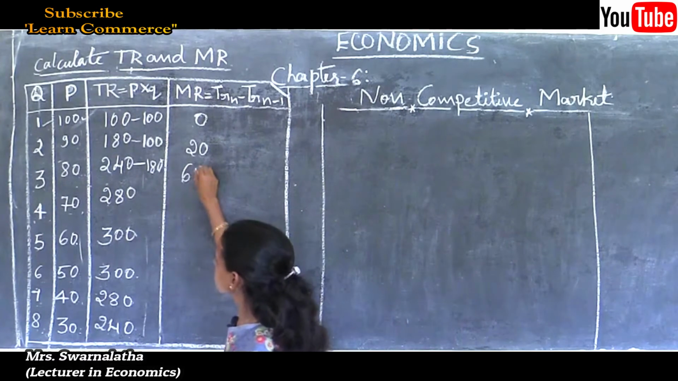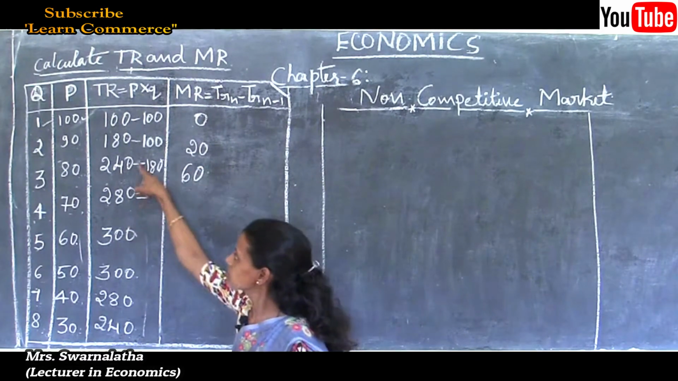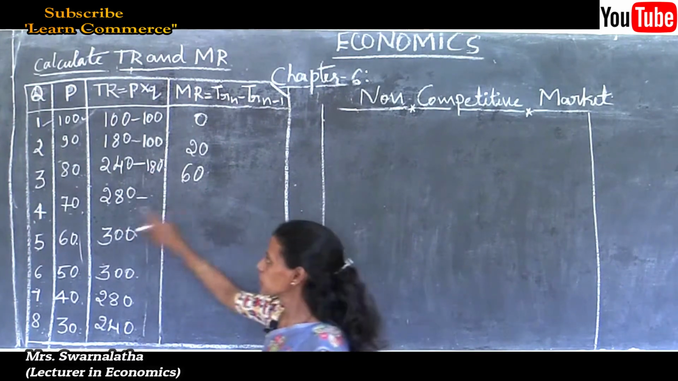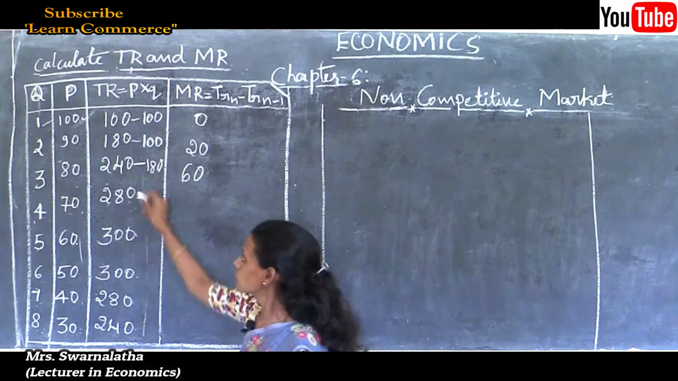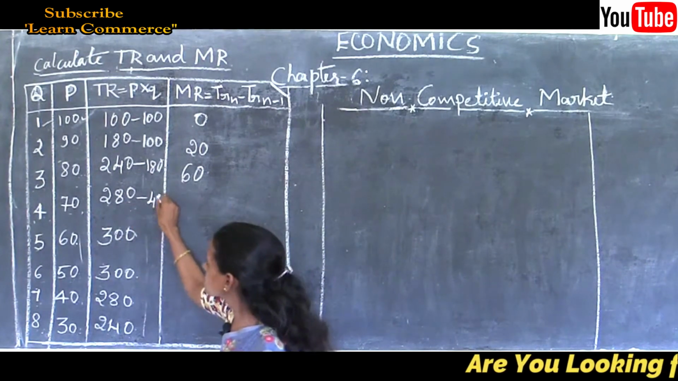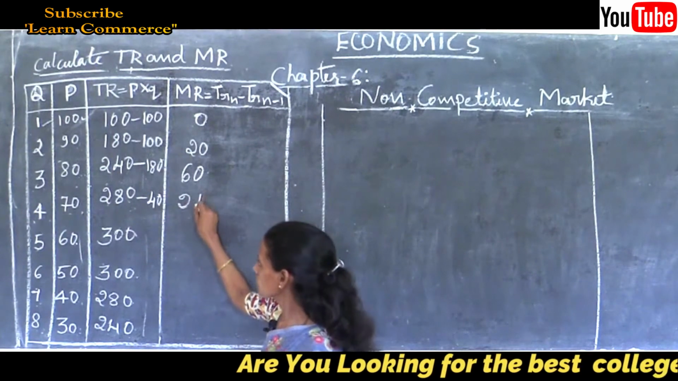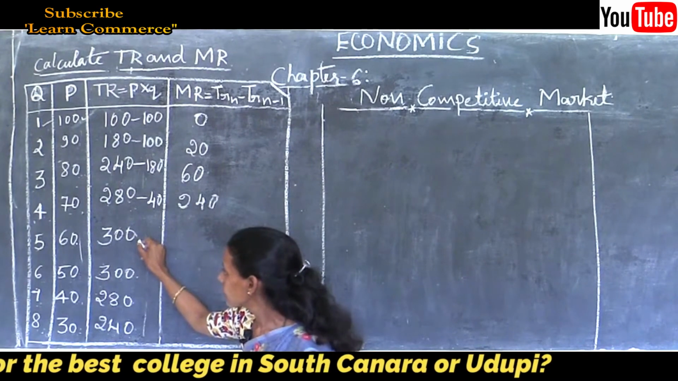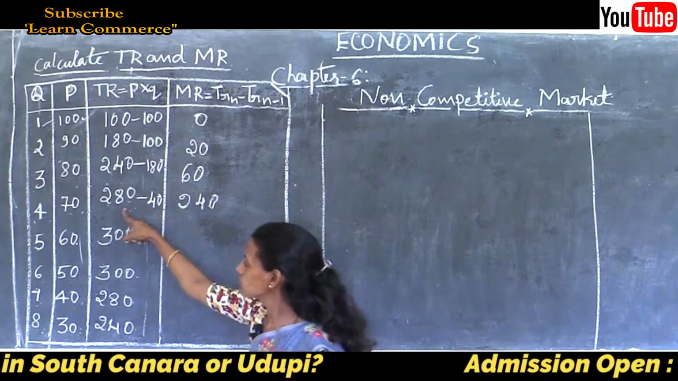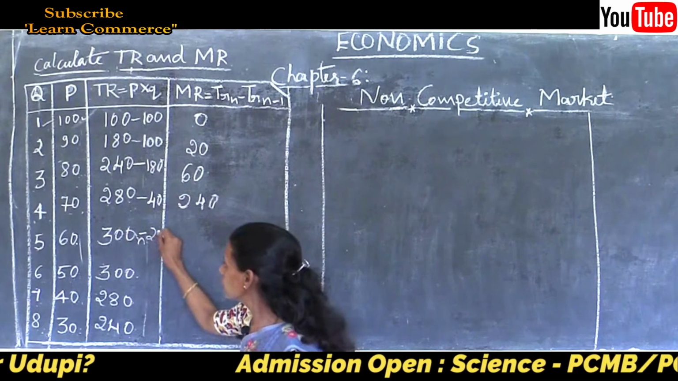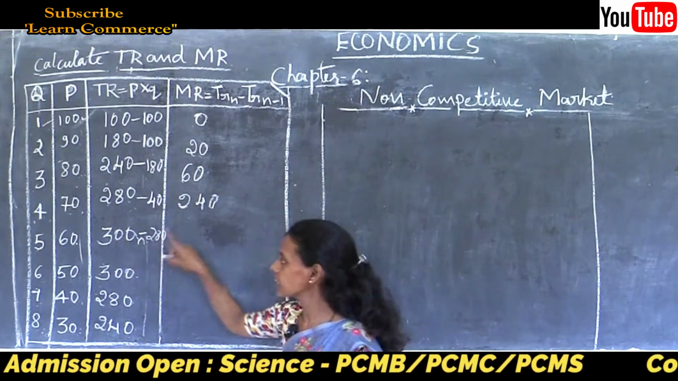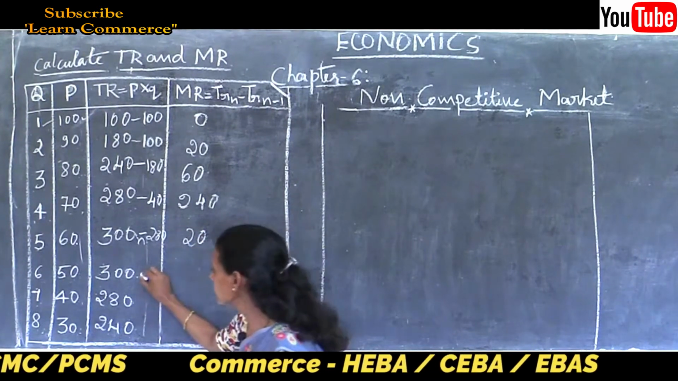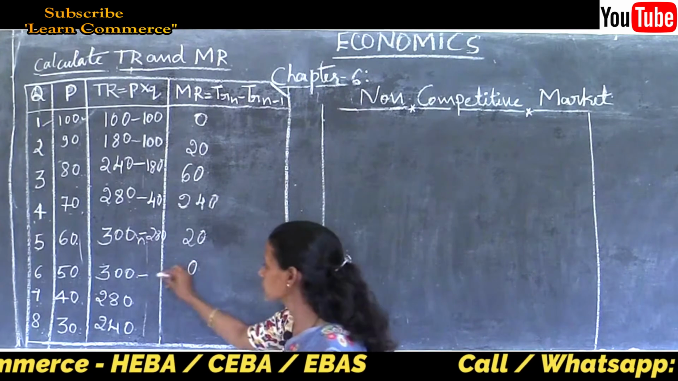Next, same as before, you are going to subtract the values from the current unit to the previous unit. Again 280 minus 240, that is 40. Again the marginal revenue: 300 is the current unit and 280 is the previous unit. Thus 300 minus 280, that is 20. Again 300 minus 300 is 0.